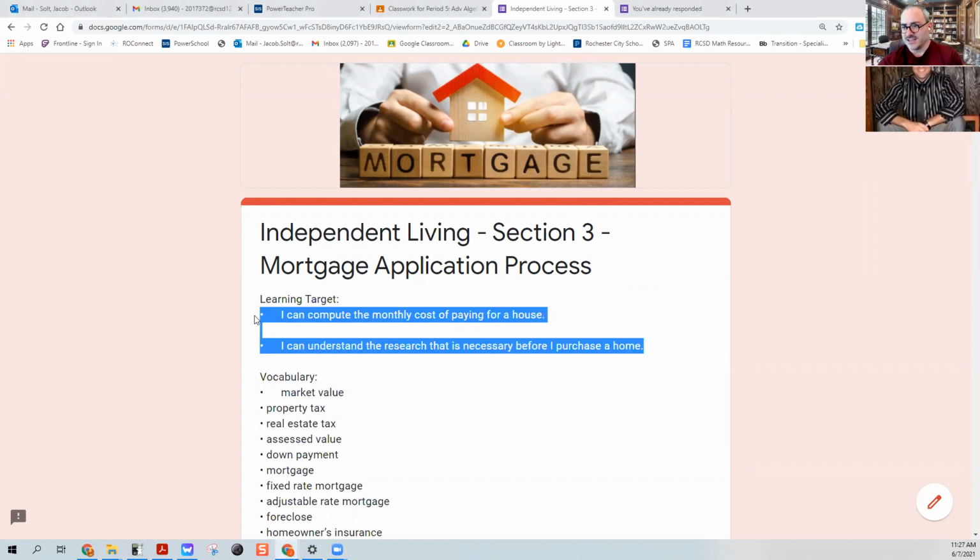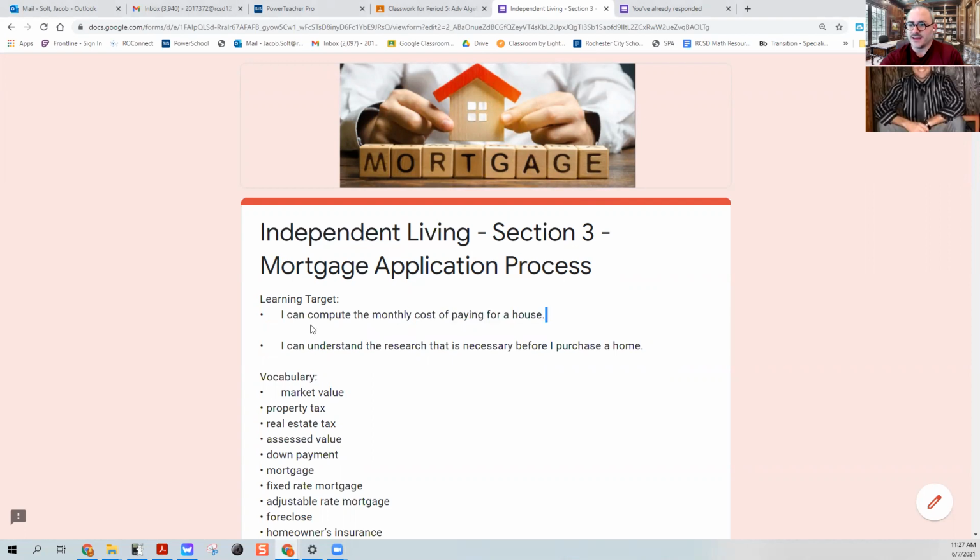We got 2 learning targets. We've pretty much so far done mostly focused on this first learning target. I can compute the monthly cost of paying for a house. What are the monthly costs? Monthly costs include calculating the mortgage. What's that monthly payment to pay that loan back to the bank? And we did the monthly payment formula to show you that one.